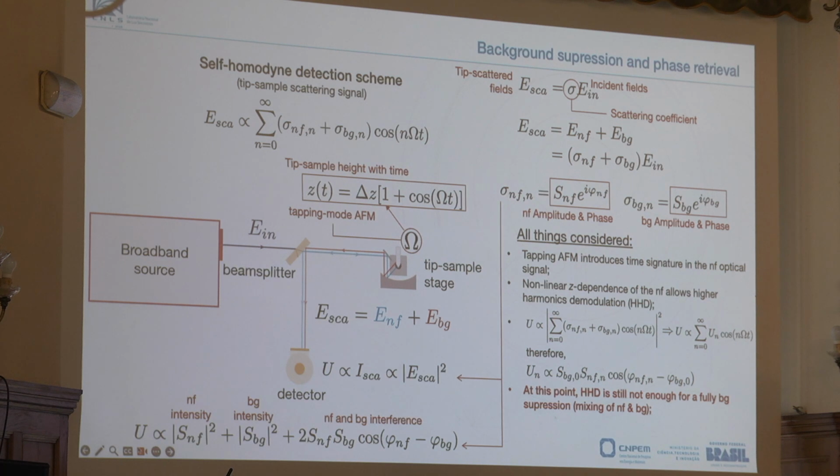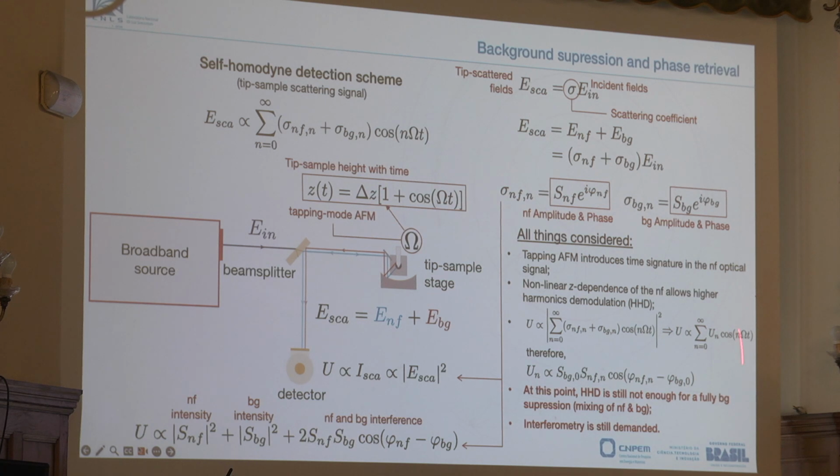But at this point, higher harmonics demodulation is not enough to have a full suppression of the background, because you still have mixing of the near field and the background here, as you can see. All right, so interferometry is still demanded.